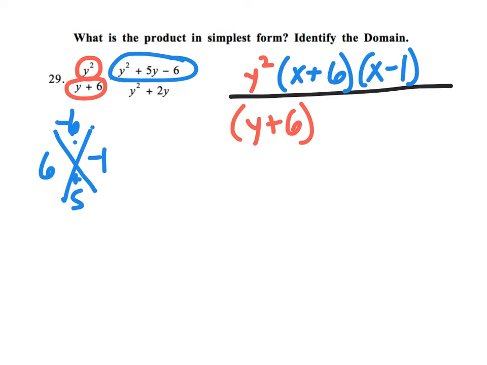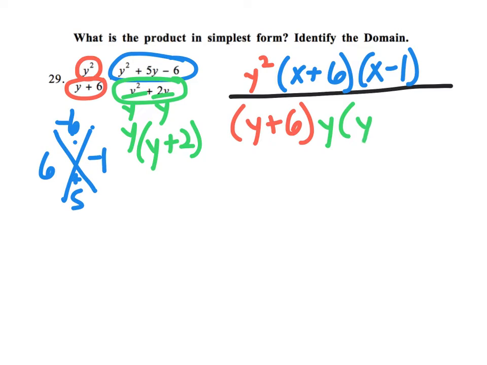For my second part on the bottom, we have y squared plus 2y. We're going to factor out a GCF. It's going to be y. They both have y. We'll divide them both by y. Y squared divided by y gives you y. 2y divided by y gives me a plus 2. So the bottom we have y times y plus 2.